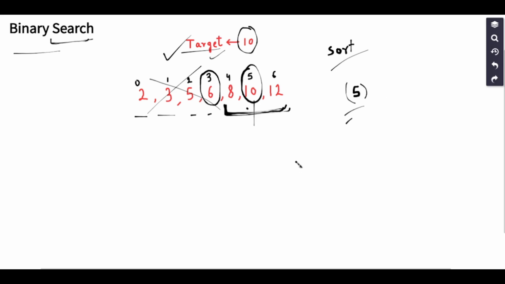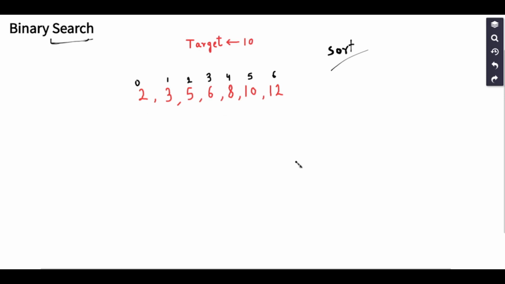Fine, so you got the basic idea of how binary search works. Now the array can be sorted in ascending order or in descending order as well. We can always perform binary search over a sorted sequence of integers.